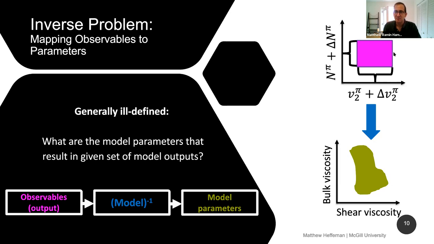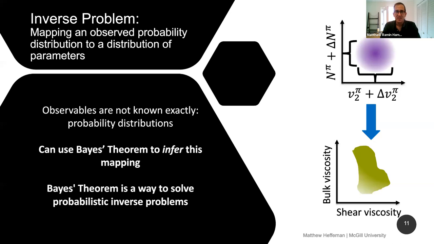And so in some maybe more familiar observables, if you have some region of your observable space defined by two axes of observables, this hopefully will map into some region of your input space, so between your parameters. In this case, we're looking at bulk viscosity and shear viscosity for an example familiar to heavy ion collisions. But there's a little bit of a problem here, which is that you don't know the observables exactly. The observables are probability distributions because you have some central value, you have some uncertainty around that. And so what you're really doing is you're matching an observed probability distribution to a distribution of parameters of your model. And this is what Bayes' theorem is set up to do.